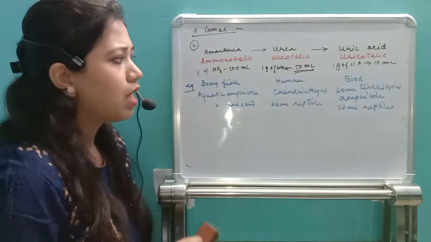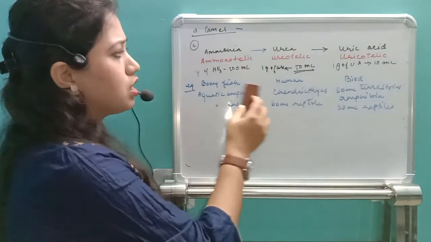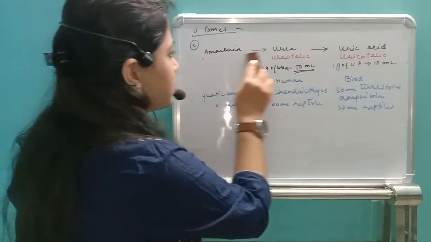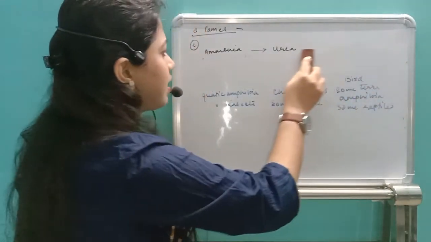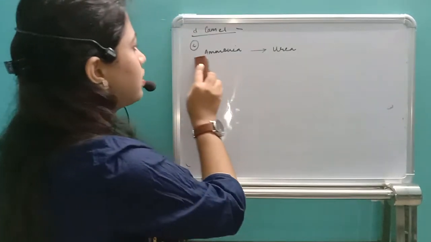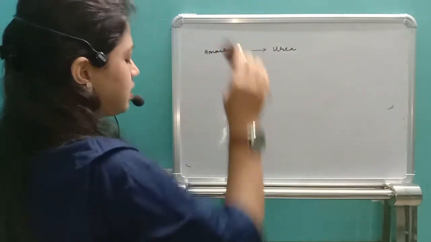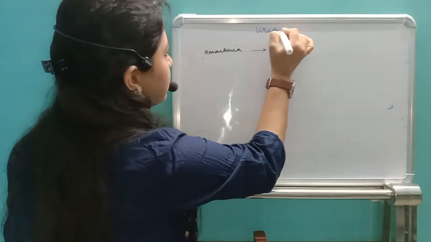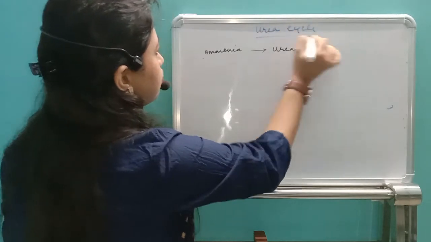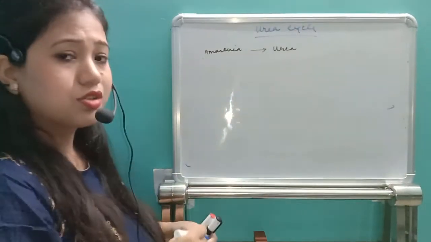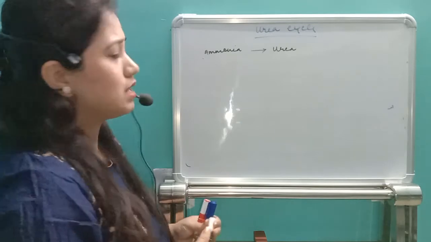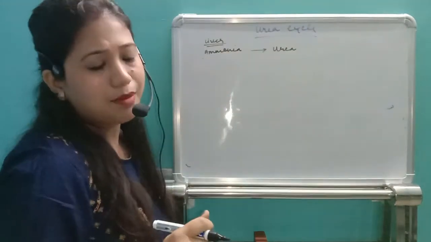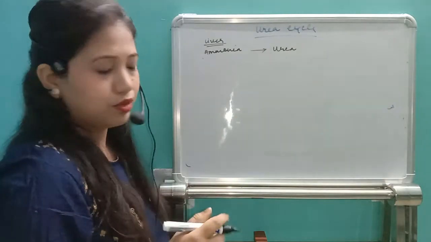Right? So that's why our body converts the ammonia into urea in the liver. So how will this happen? We will see this process by a cycle, and that cycle is called the urea cycle. Okay, so the urea cycle occurs in which part of our body? That is in the liver. In the liver we have the hepatocytes, and in the hepatocytes ammonia is converted to urea.